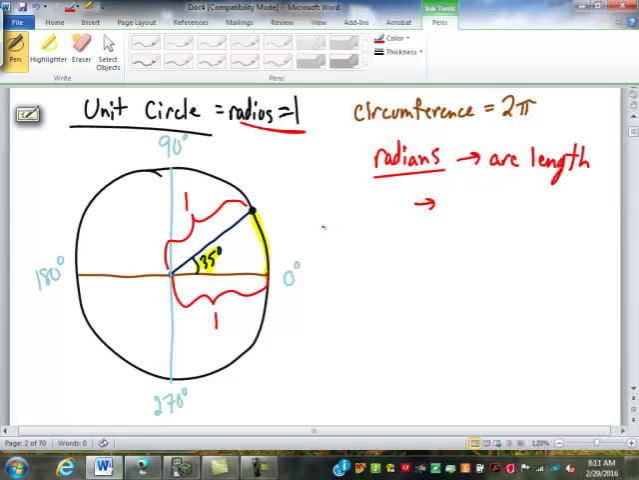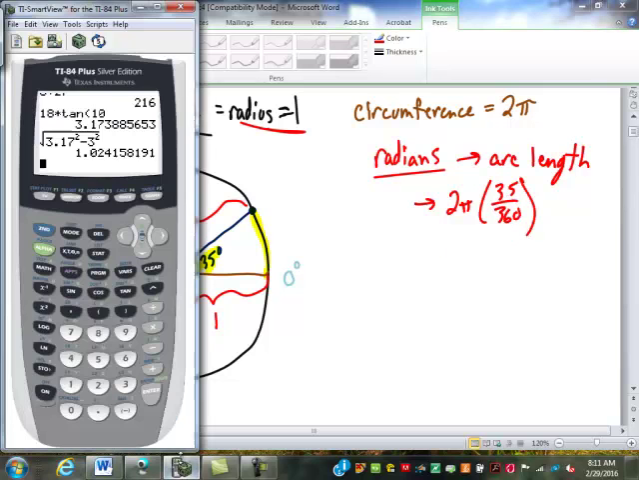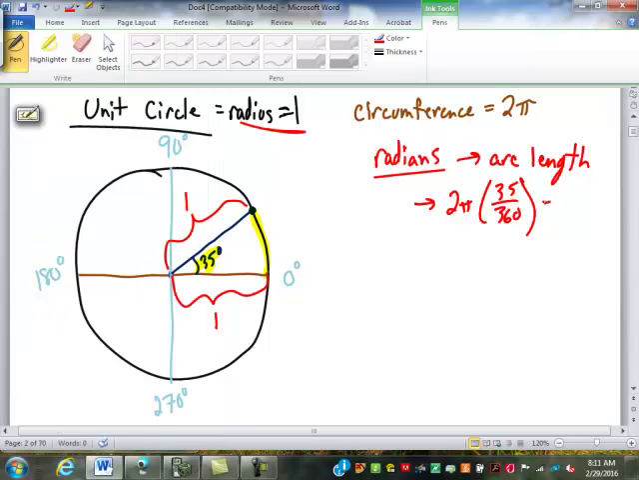So radians are a measure of arc length, but they also measure angles. For example, 35 degrees, well, that's going to be the circumference, 2 pi, times 35 over 360. So 2 times 3.14 times 35 divided by 360. That's 0.6106 radians would be that angle in radians. So the length of that arc on the unit circle is that angle in radians.